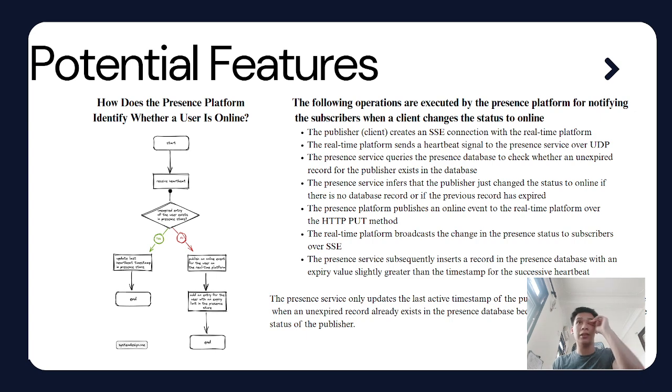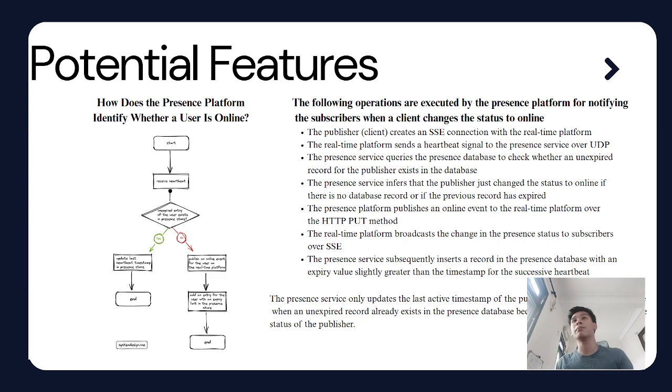So to put it in order, this is how it works from start to finish. The publisher, or we can just call it the client, creates, let's say, a WebSocket connection with the real-time platform. The real-time platform sends a heartbeat signal to the presence service over UDP. The presence service queries the presence database to check whether an unexpired record for the publisher exists in the database. The presence service infers that the publisher just changed its status to online if there is no database record or if the previous record has expired.